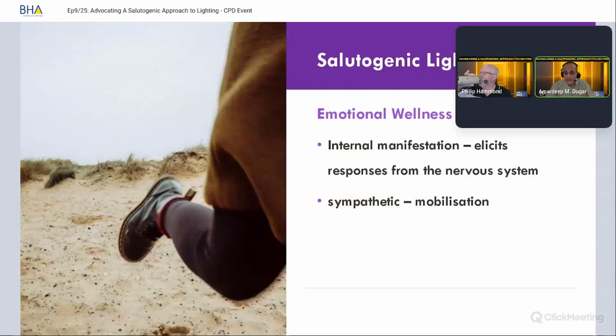And then you have the sympathetic nervous system, which is about mobilization. What I mean by mobilization is your fight or flight syndrome, the way that you react, you run, or you want to fight. It's all done by the sympathetic nervous system. You might be asking, how does all this relate to light?